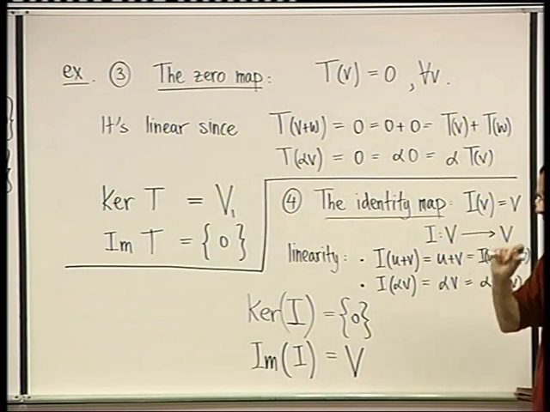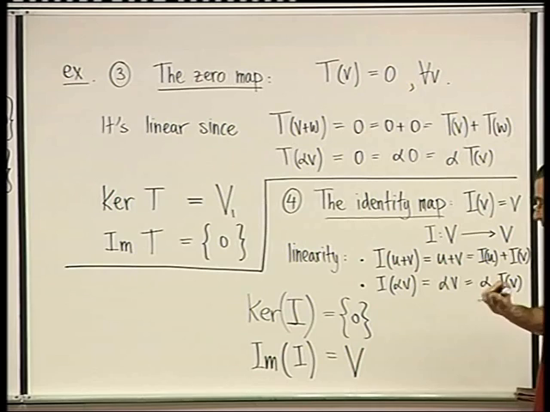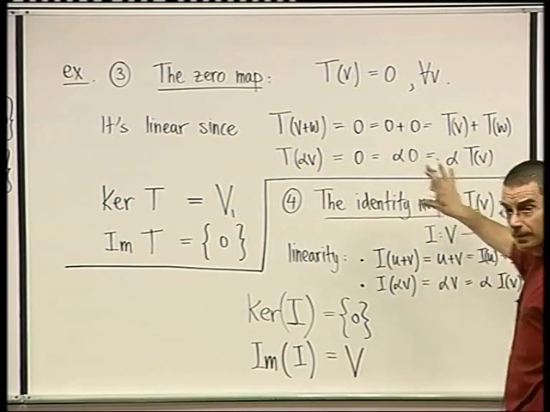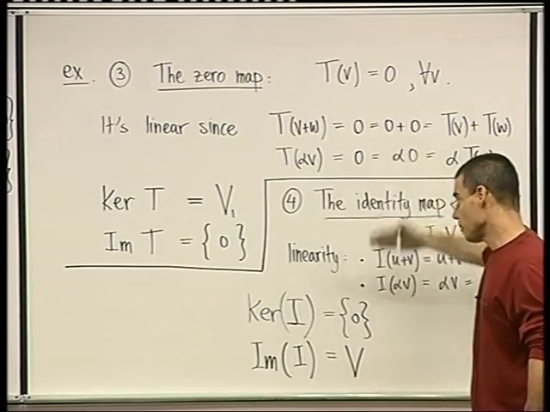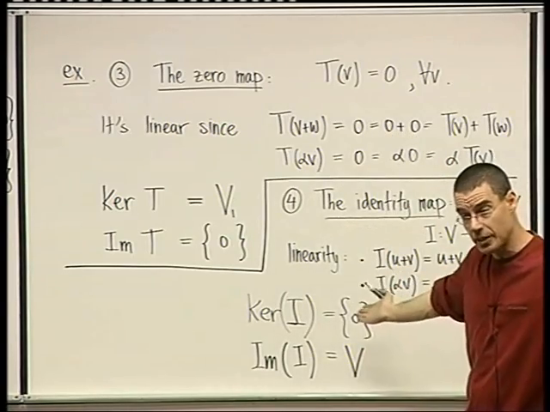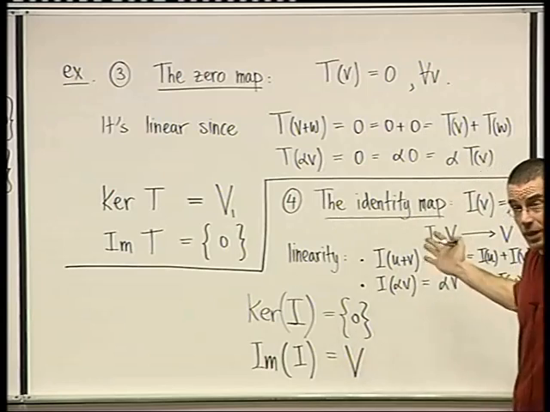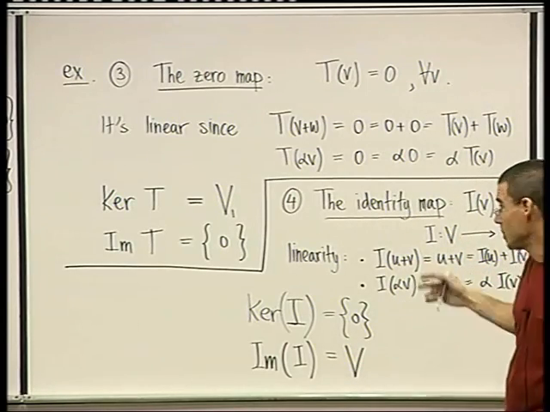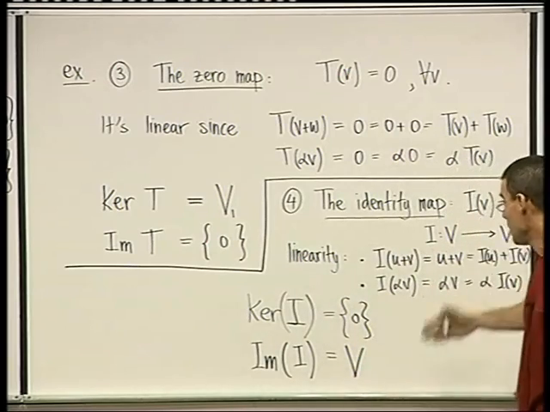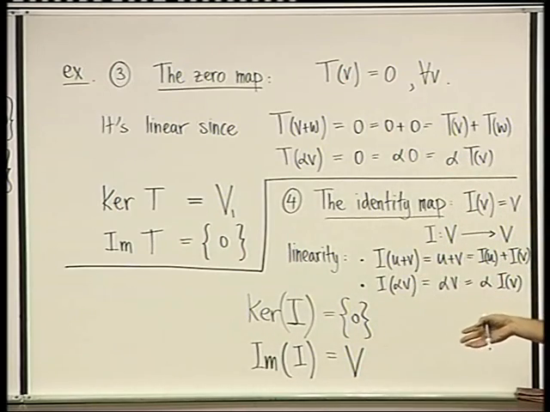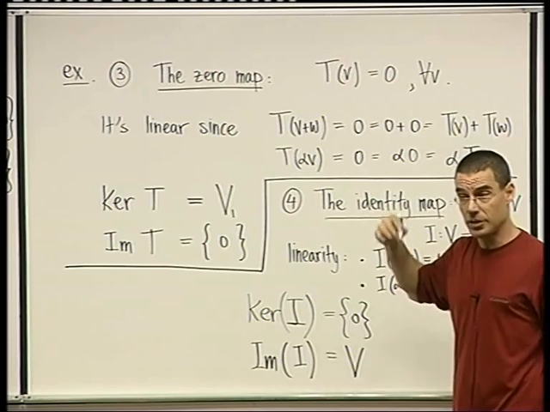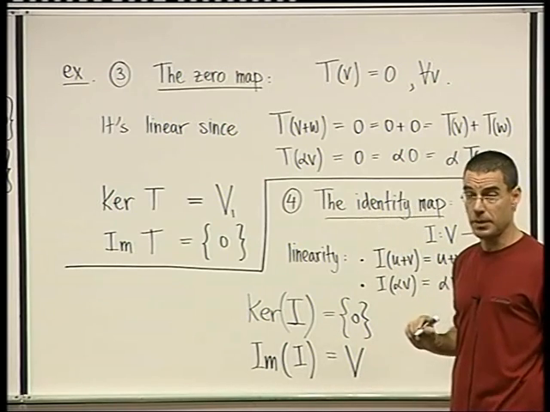I'm just throwing out hints at you. Okay, good? Okay, so these are really extreme cases, and both are rather boring transformations, right? Both don't do anything interesting. Either this one just sends everybody to zero, and this one sends every guy to himself. Okay? Now let's go back to examples 1 and 2, which were the examples we discussed in the previous lesson, and see what their kernel and image are.